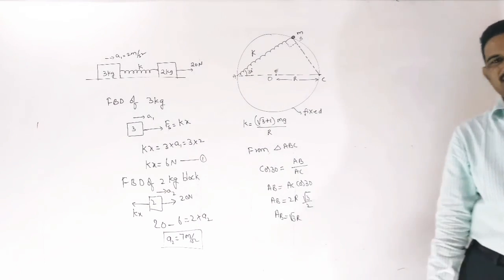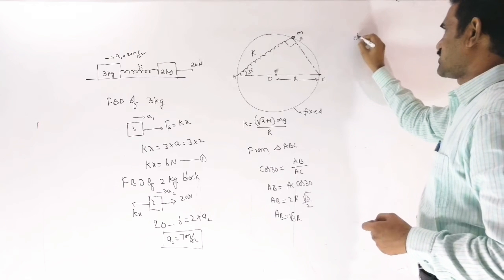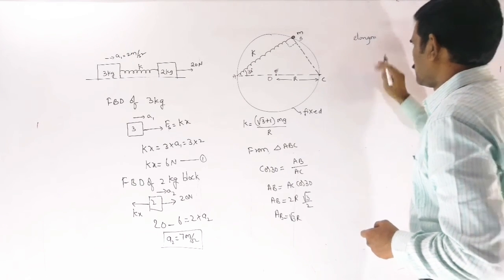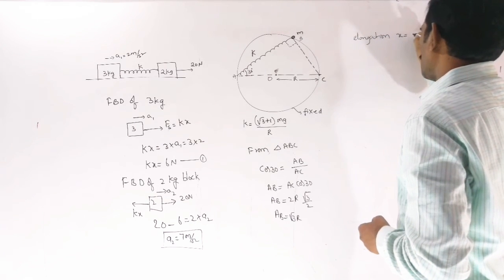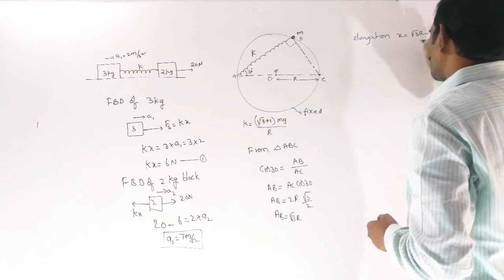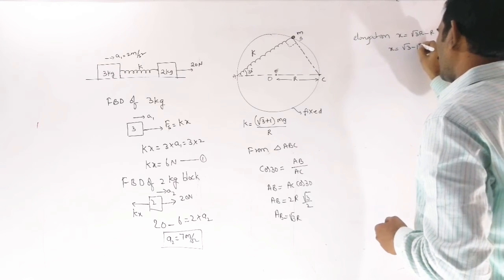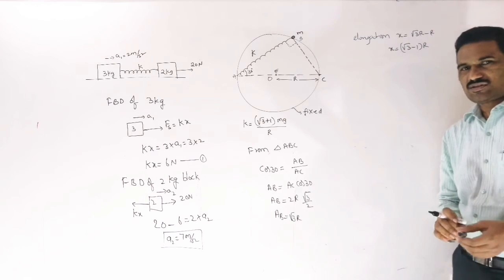And therefore the elongation of the spring, this is only AB, the length of this. So the elongation of the spring we can write as x is equal to this final length minus the initial natural length, which is r. Therefore this elongation we can write as (root 3 minus 1) into r, right? So that is the elongation produced in that spring.